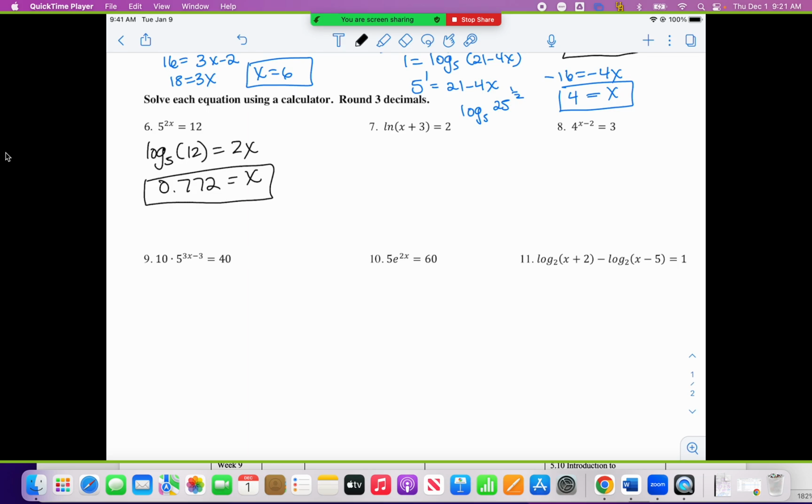In number 7, what does ln mean? Natural log, which means what? Log base e. Okay, anytime you see ln, that stands for natural log, which is log base e.